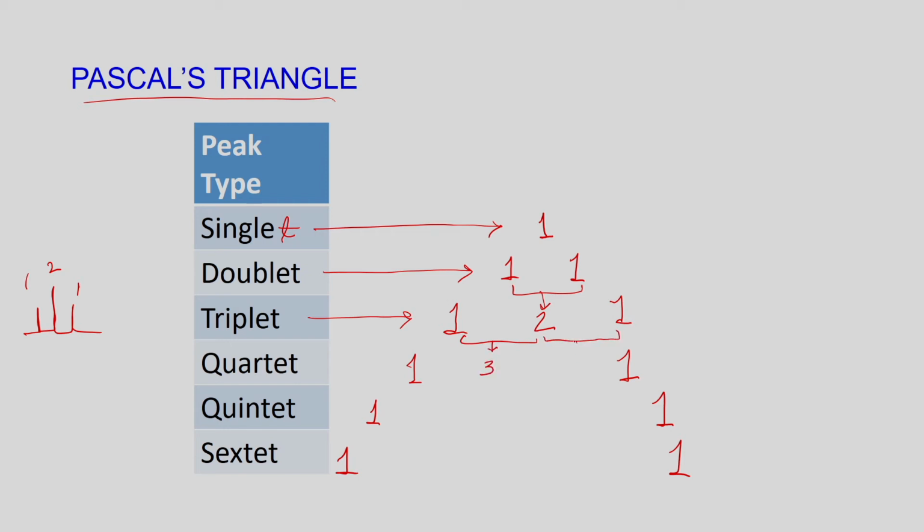Now, here you add these two, you get 3, and you again add these two, again you get 3. So in a quartet you will have a peak splitting in this manner. This you must recollect, it is the same as we saw for ethyl iodide. So you have a quartet where the peaks are in the ratio of 1:3:3:1. Again you add these two up: it becomes 4, you add these two up, it becomes 6, you add these two up, it again becomes 4.